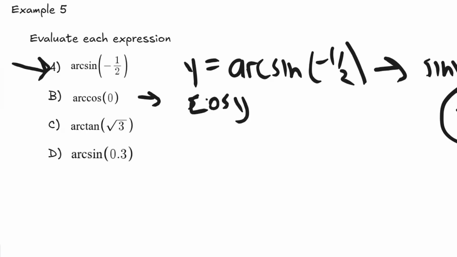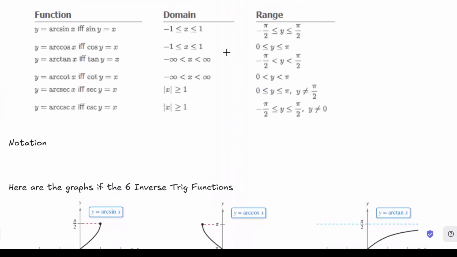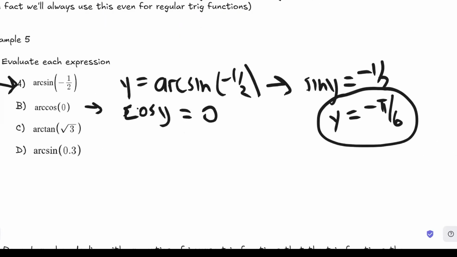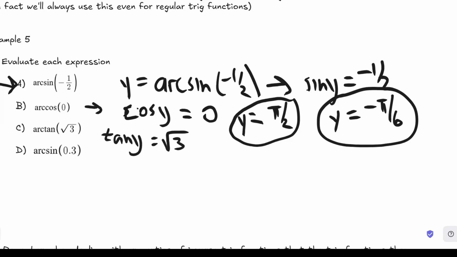Similarly, for arccosine of 0, by definition, this implies that cosine of y is equal to 0. Now, remember, the inverse cosine function, if we look back up here, has a different restricted domain. It's from -1 to 1, and the range is from 0 to pi. So we're restricting cosine to be from 0 to pi, and on that interval, y is equal to pi over 2. So we would have that answer there. Again, by definition of y equals arctangent of root 3, the tangent of y has to equal square root 3.